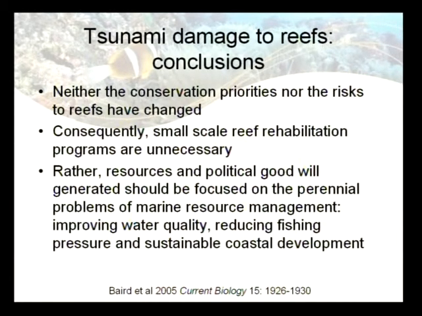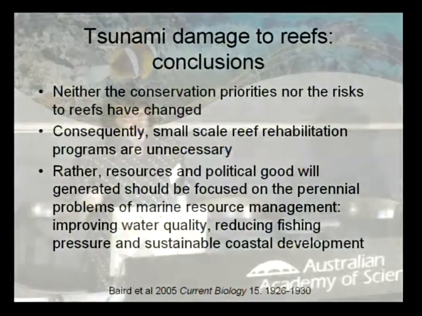The damage that the tsunami directly caused to the reefs was minimal. There's no need for reef rehabilitation, which has been one of the initial reactions of people to come in and start breaking off nubbins and trying to propagate reef. Again, the important thing is to focus on the perennial problems of marine resource management: improving water quality, reducing fishing pressure, and sustainable coastal development.